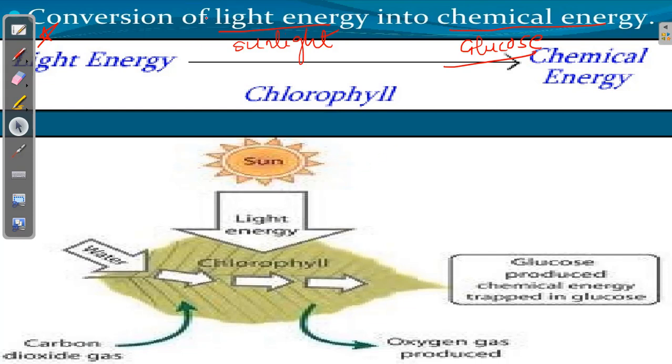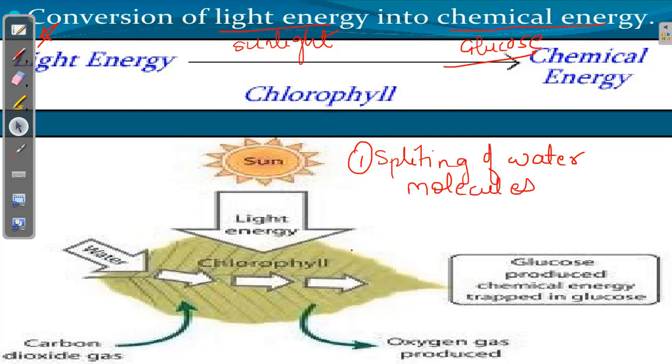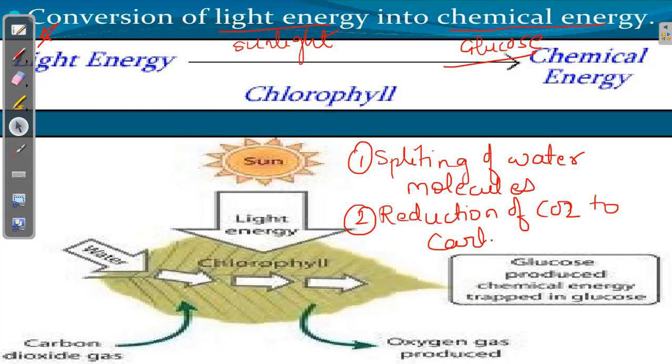So what happens in photosynthesis? Light energy is converted into chemical energy with the help of chlorophyll. Okay, it is said that photosynthesis takes place in two steps. First is splitting of water molecules. Okay, and second is conversion, or you can say reduction, of carbon dioxide to carbohydrate.